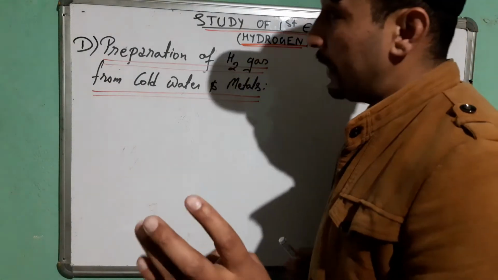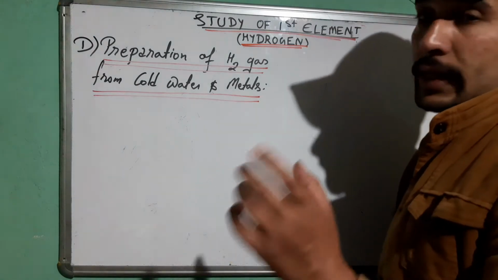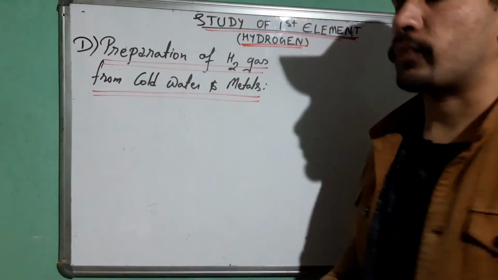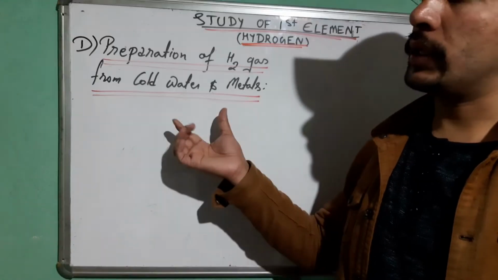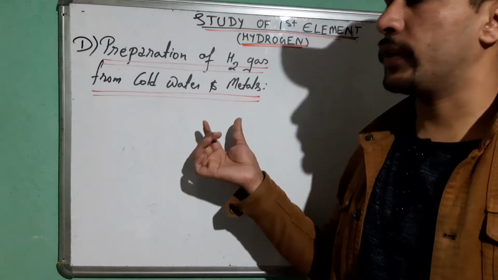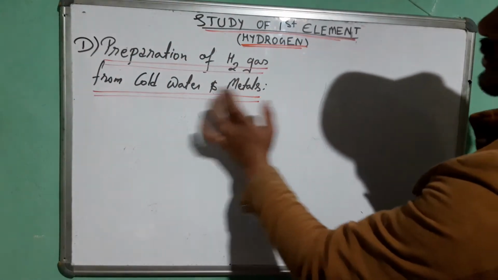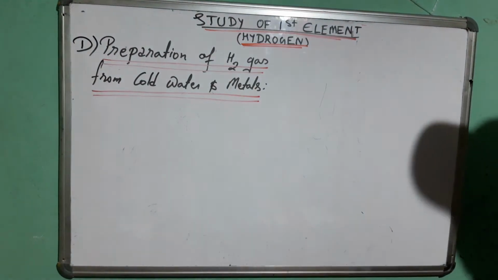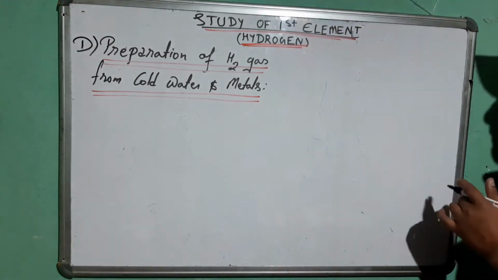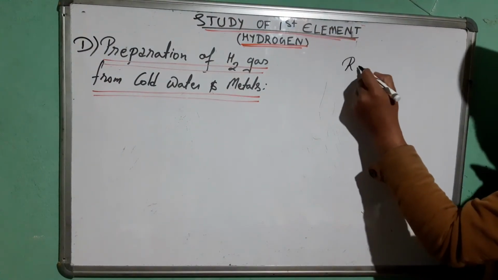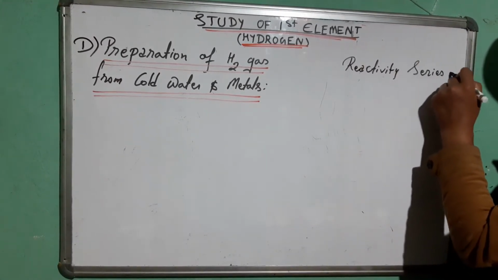So first I explained you about the laboratory method of preparation of hydrogen gas. That was number A. Number B, I explained you a Bose process for large scale manufacture of hydrogen gas. Number C, I explained you about this method of electrolysis for the preparation of hydrogen gas. And this is number D. Okay, so preparation of hydrogen gas from cold water and metal. See, before this you should know the reactivity series of metals.